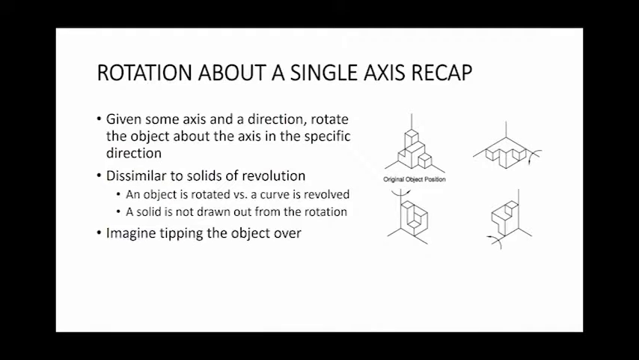So let's jump in with a recap about rotations around a single axis. Rotations around a single axis is a scenario where you're given an axis and a direction, and you're told to rotate an object around that axis in that direction. And remember that we increment or decrement in 90 degrees, meaning we rotate an object at a right angle, either positively or negatively. Now these are dissimilar to solids of revolution, and surfaces of revolution for that matter. Those rotate a curve around an axis at 360 degrees. So this is slightly different.